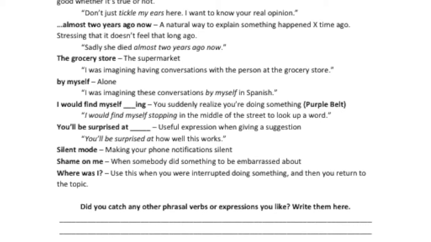Next, a grocery store. That's an American way to basically say a supermarket, a place where you buy food. Right? The grocery store. The grocery store.